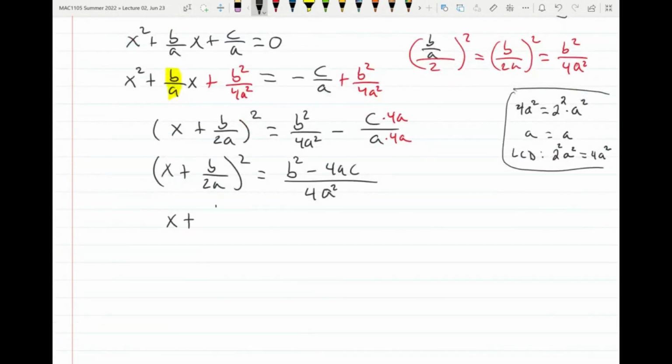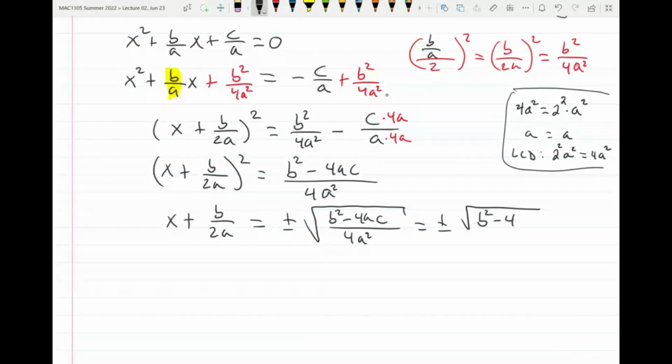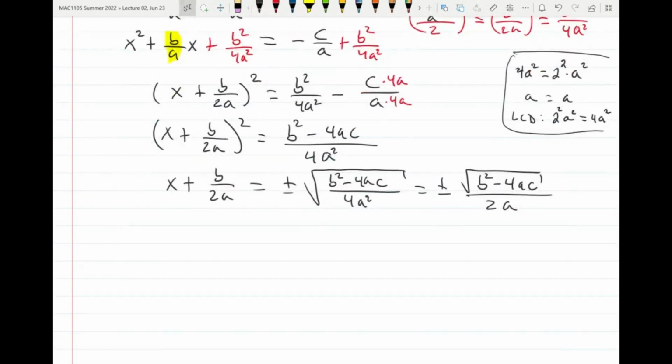And then to solve, what do we do? We take the square root, right? Now remember, plus or minus the square root of this quantity. So we get this. Simplify, so you get plus or minus the square root of b squared minus 4ac over 2a, because the square root of 4a squared is 2a. And then finally, what do we have here? So then move it to the other side. So we get negative b over 2a plus or minus this quantity.